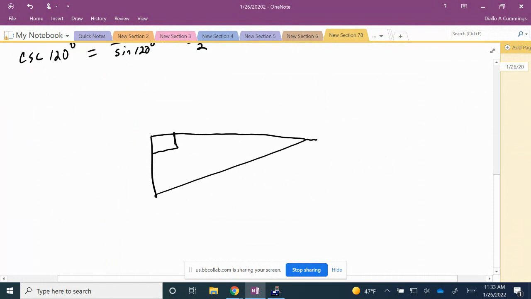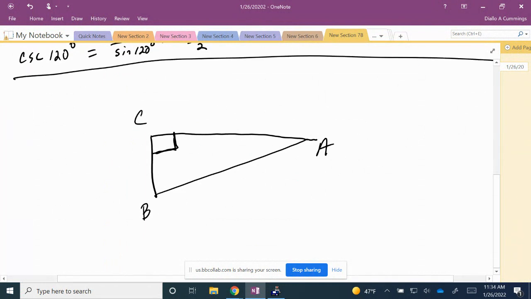Well, I'm going to try my best to recreate the triangle. So this is C, B, and A. Now, whenever we draw out these triangles, we use what's called standard labeling. And in standard labeling, capital letters represent angle measures. Lowercase letters represent side lengths. So here we can see I have angle A, angle B, and angle C, and they're all capitalized letters.